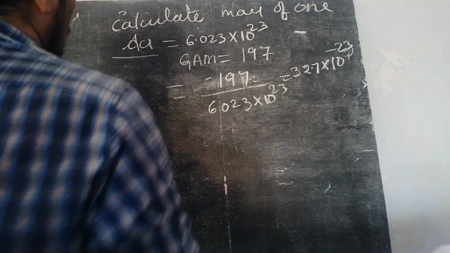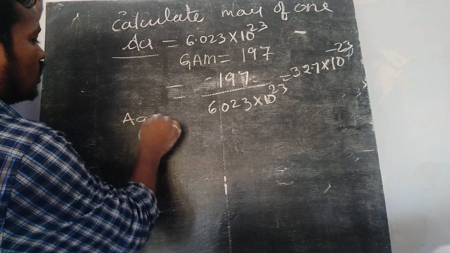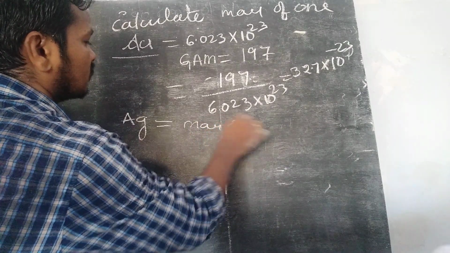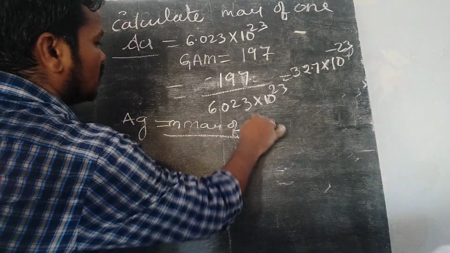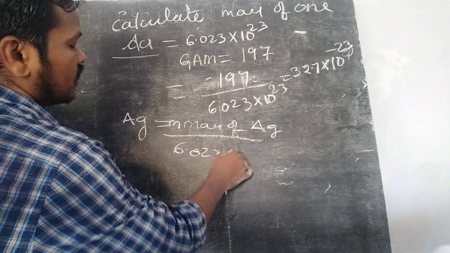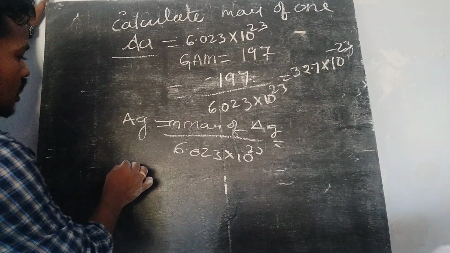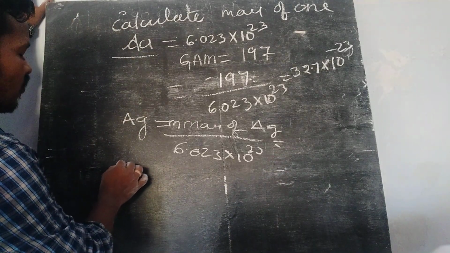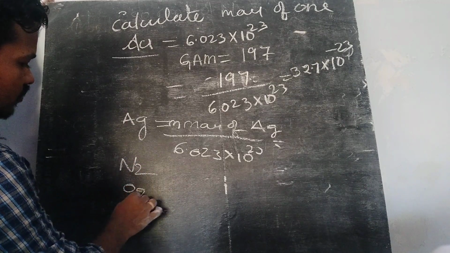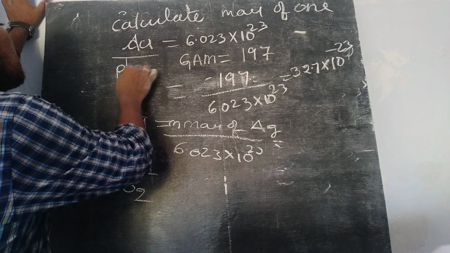Okay, calculate the mass of silver: molecular mass of silver by 6.023 into 10 to the power of 23. Calculate and comment in the comment section. Calculate the mass of one atom of nitrogen. Calculate the mass of one atom of O2. Calculate the mass of one atom of plumbum.